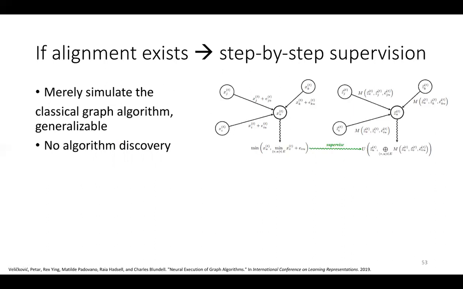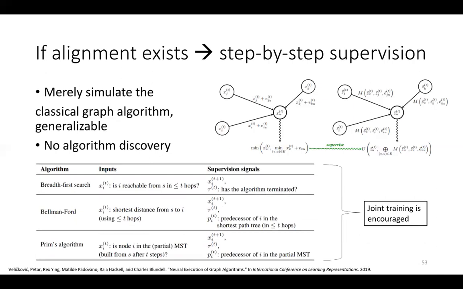Another type of supervision in graph combinatoric reasoning is to directly supervise on the step level. You merely simulate the classical graph algorithms. So when you run the classical algorithms, you have the temporary results here, and you use that as the label to train the graph neural network. In this case, you can only simulate the algorithms, and there's no new algorithm discovery. But when you can learn, it generalizes very well. And the author suggests that we can do multiple algorithms learning all as one, and it helps boost the performance further.